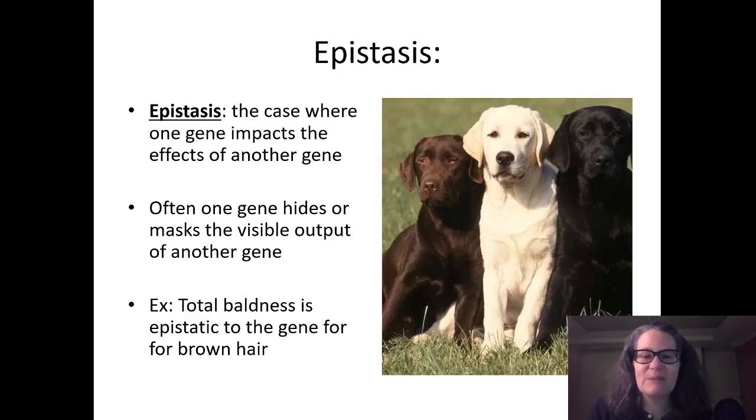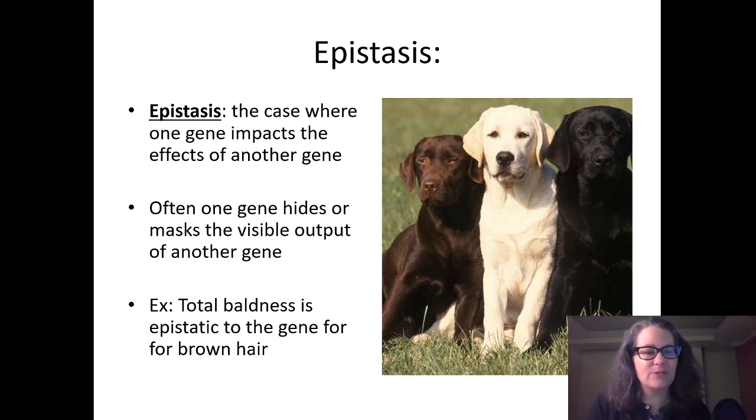Good morning. I'm back with part 2 of complex inheritance patterns, ways that we go beyond Mendel. And my first example is epistasis. Epistasis is a case where one gene is going to impact the effects of another gene, so it has some influence over another gene. Often, one gene will hide or mask the visible output of another gene.